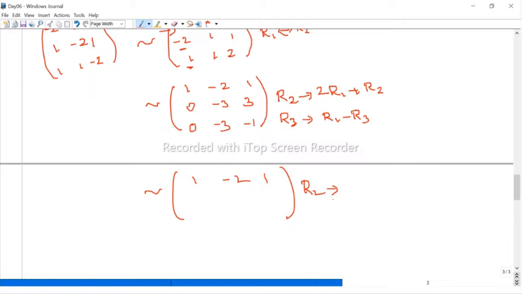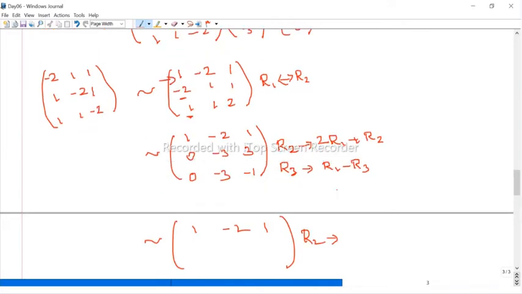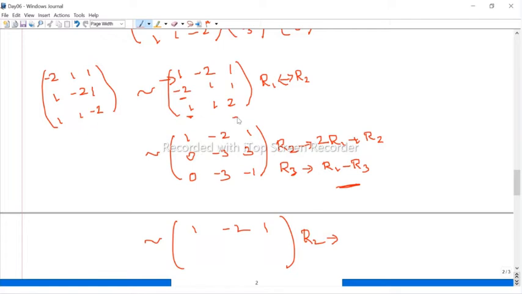Sir, the last entry is 3, no, sir? The last entry is 1 minus. So what is R1 minus R3? There you have minus 2, sir, not 2, sir. Oh, sorry, sir. Okay, thank you. So this is minus. Therefore, this is minus 3. Sorry, plus 3. Yes.